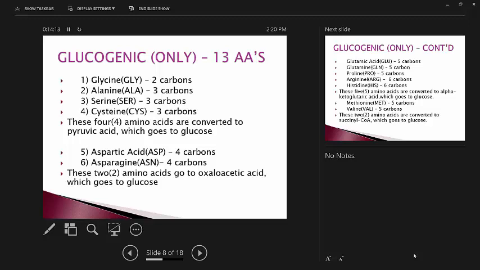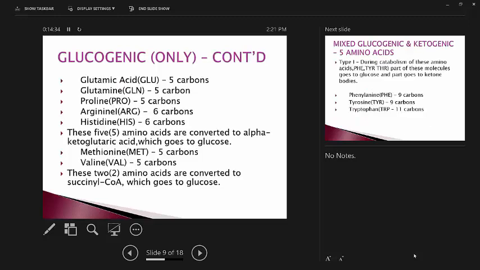Glycine, alanine, and serine are 2 and 3 carbons, and these are converted to pyruvic acid, which goes to glucose. Everybody see that? It's in your syllabus. Aspartic acid is 4, asparagine is 4. These 2 amino acids go to oxaloacetate, which goes to glucose, pretty much the way it is on the diagram. Glutamic acid is 5, glutamine is 5, proline is 5, arginine is 6, histidine is 6. The 5s and 6s all go to alpha-ketoglutarate, which goes to glucose.